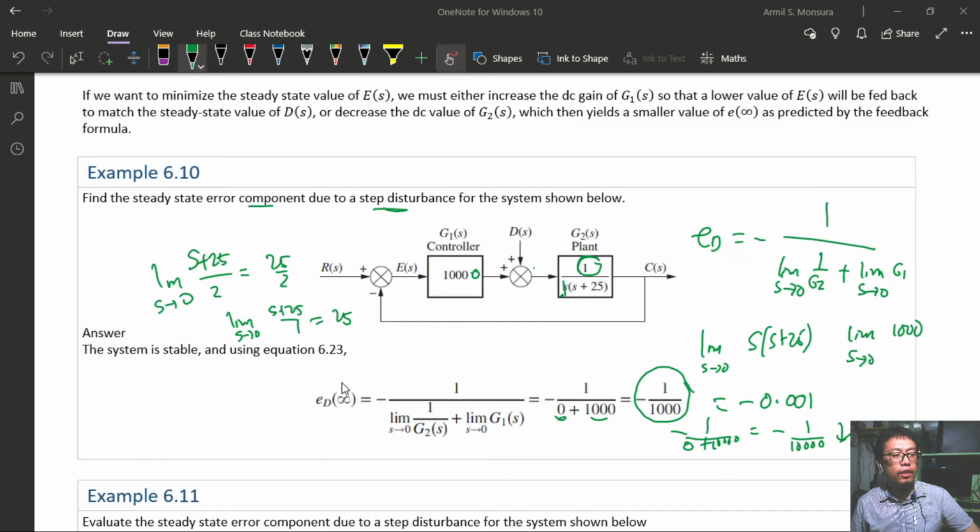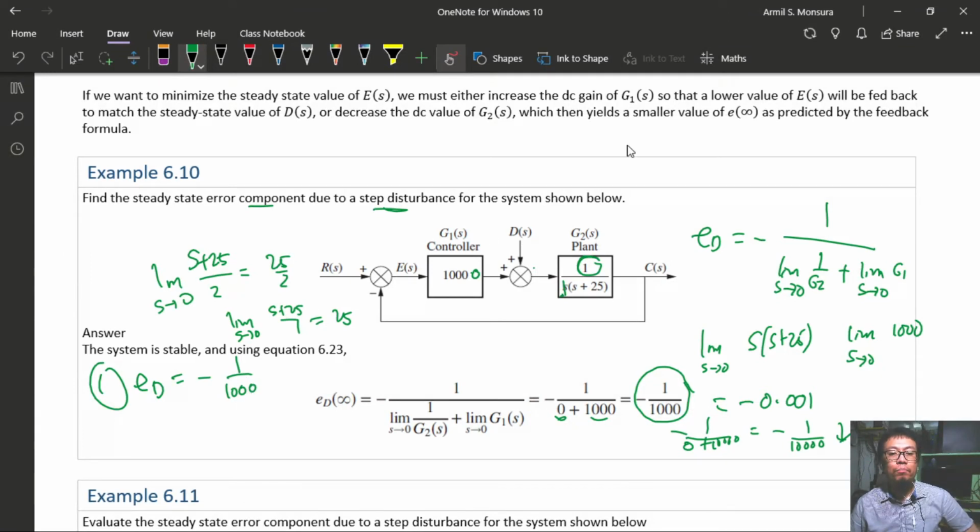Now, let us try to analyze yung results na nakuha natin. So, number one. Ang nakuha nating error due to the disturbance is negative 1 over 1,000. Kung negative siya, that should imply na the output has been higher against the input. Ibig sabihin nun, pinapataas ito yung signal mo or mas mataas yung output mo dun sa dapat na value niya.